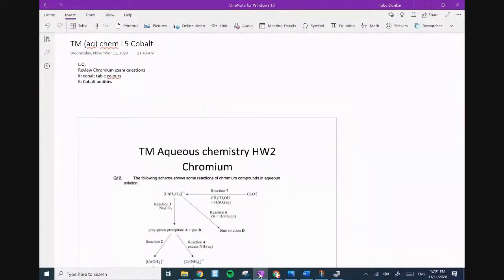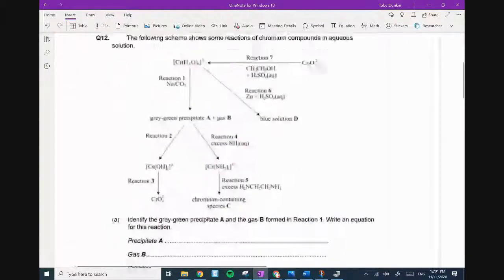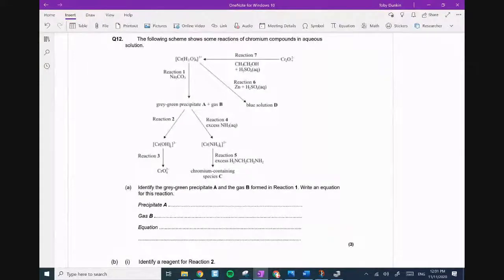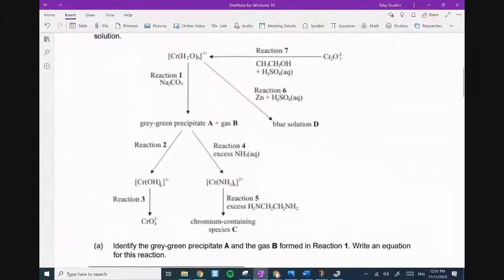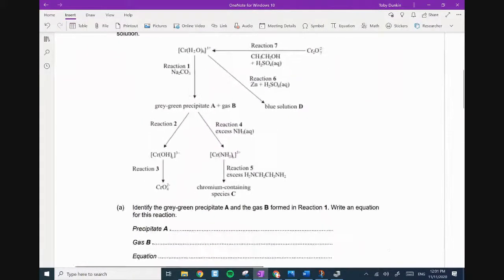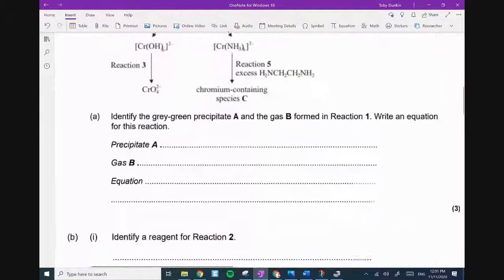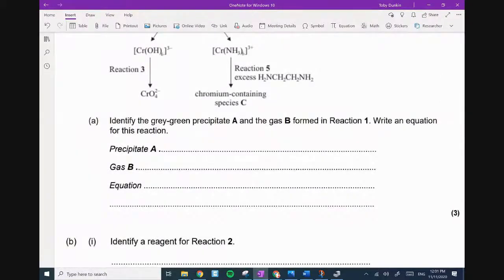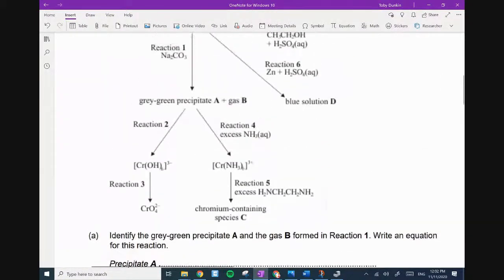Okay, right. So the Chromium exercise. It was just nice to apply what we're learning in these transition metals into exam-based questions. So they've given you this rather disgusting series of reactions all linked together, and they're asking you to use your understanding and knowledge of chromium complexes and chromium aqueous chemistry to identify and give observations and whatnot for all of them.